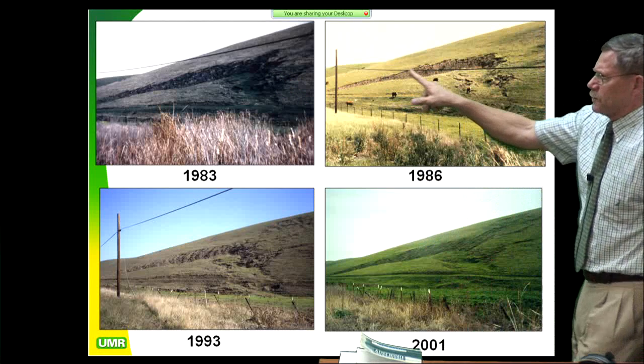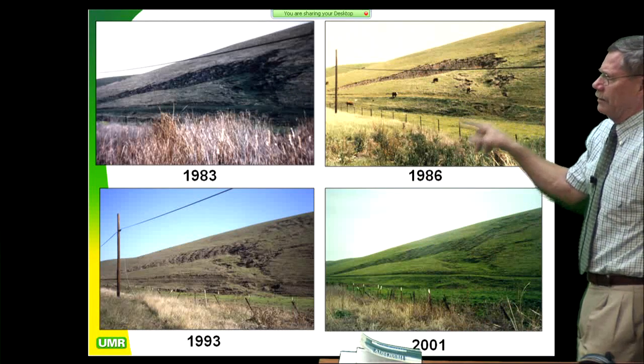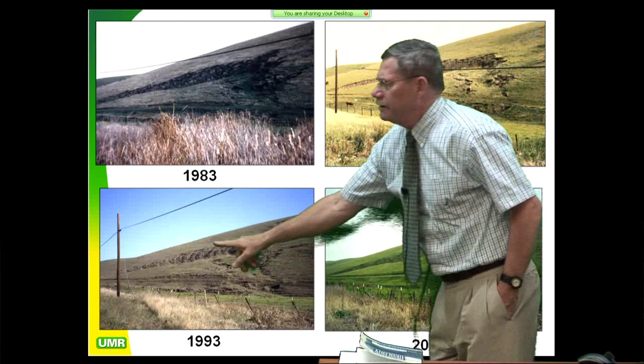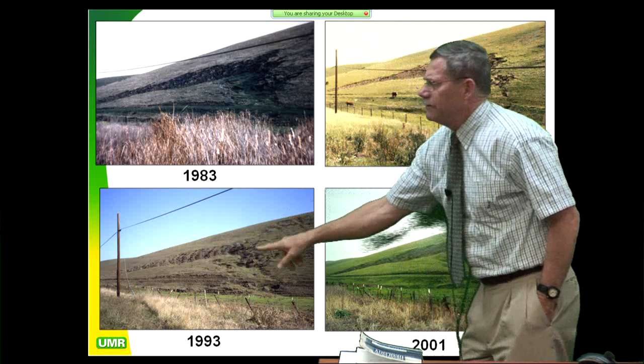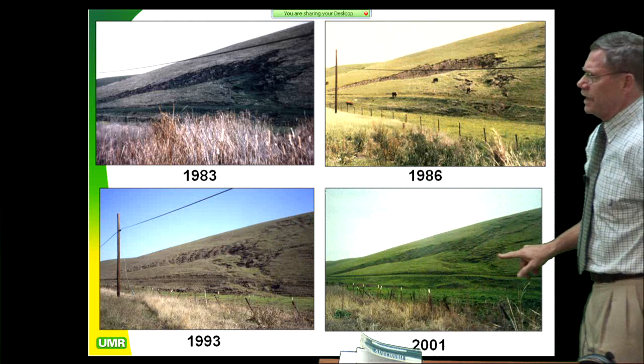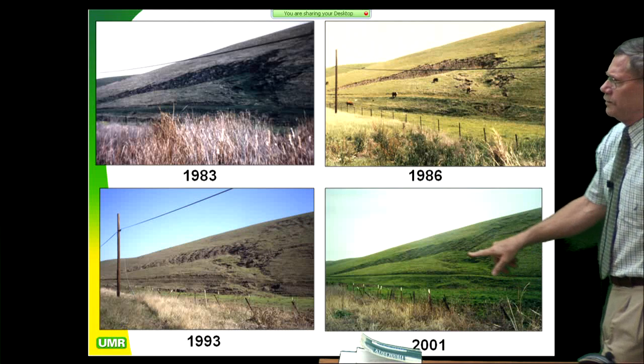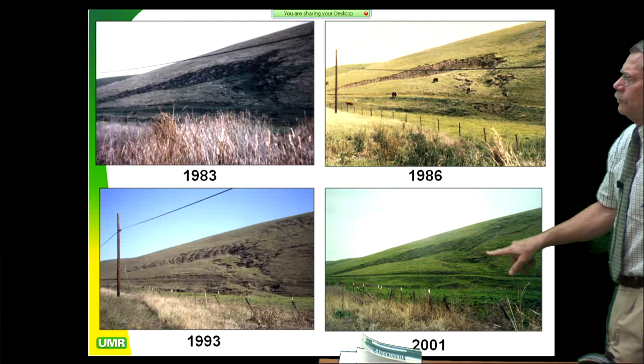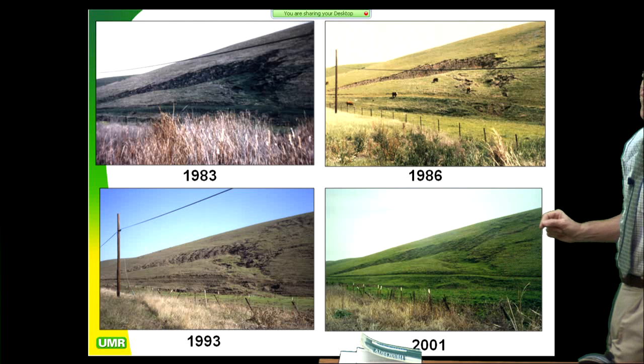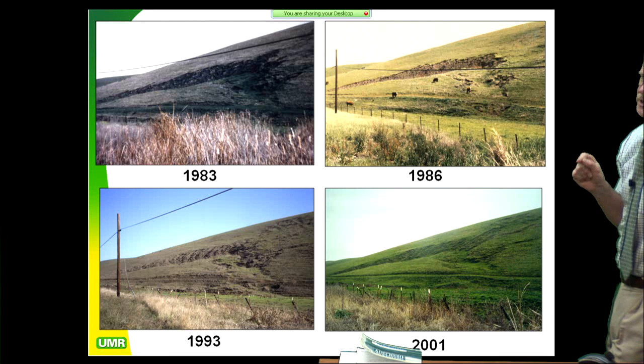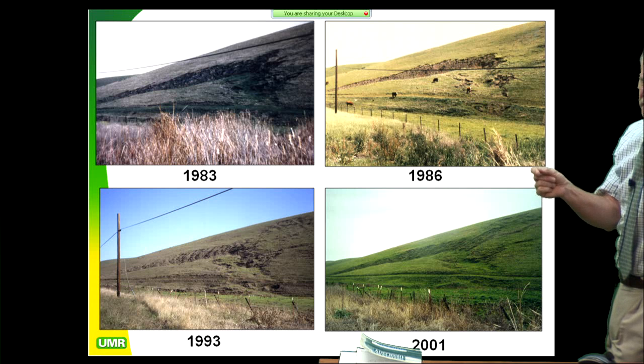1986, we can already see it's raveling down. 1993, considerable raveling of that head scarp, and by 2001, you could miss it if you weren't looking for it. And that's how landslides are. You won't see landslides unless you're trained in them, you have experience in them, and you're looking for them.